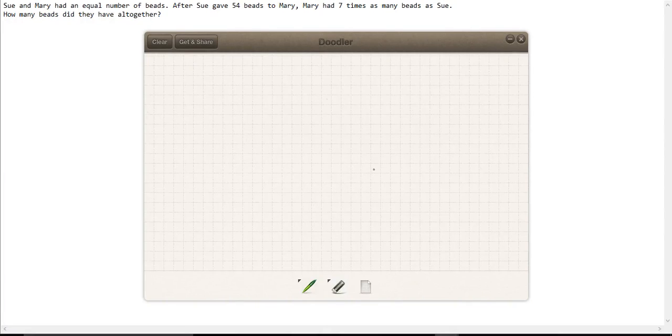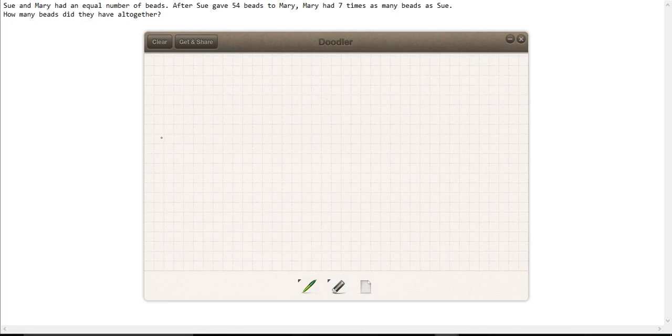Sue and Mary had an equal number of beads. After Sue gave 54 beads to Mary, Mary had 7 times as many beads as Sue. Now, how many beads did they have altogether? Now, if Mary had 7 times as many beads as Sue, we can calculate that Mary and Sue must have shared 8 parts equally at first. They must have had 8 equal size parts altogether.